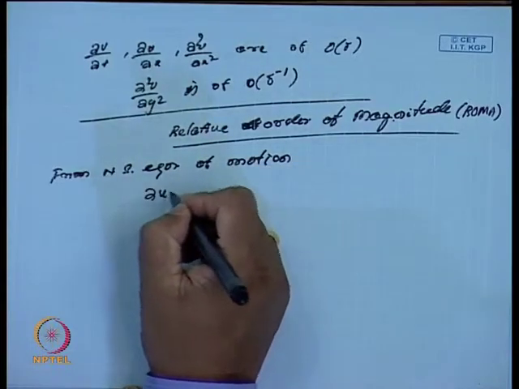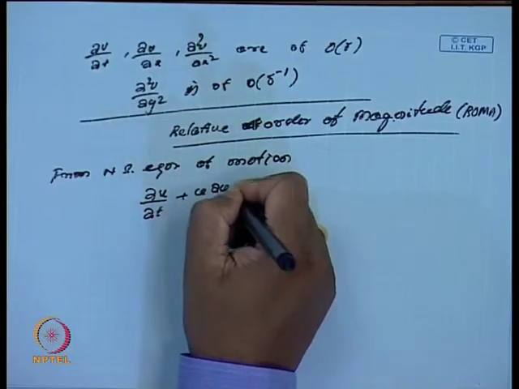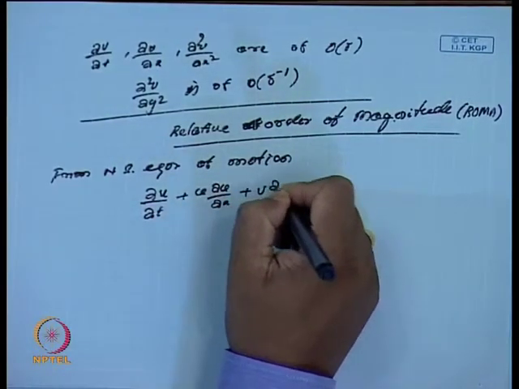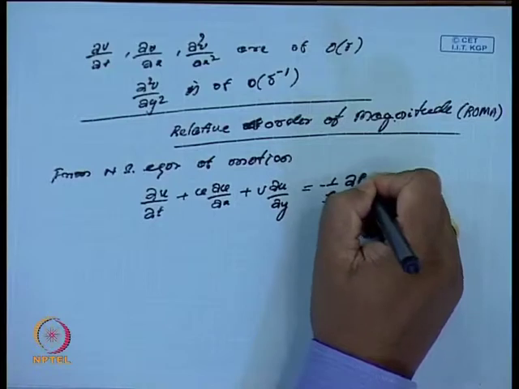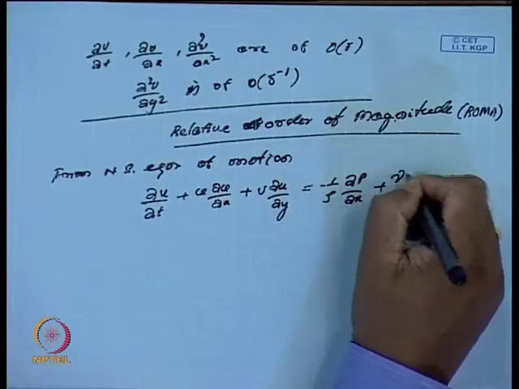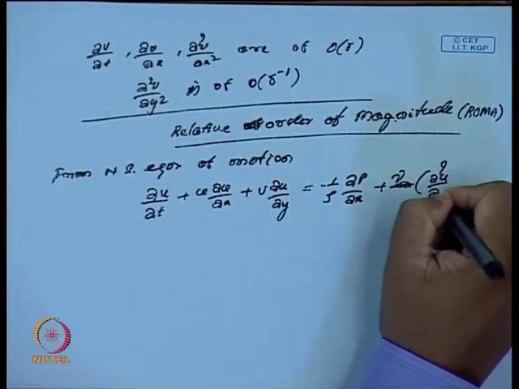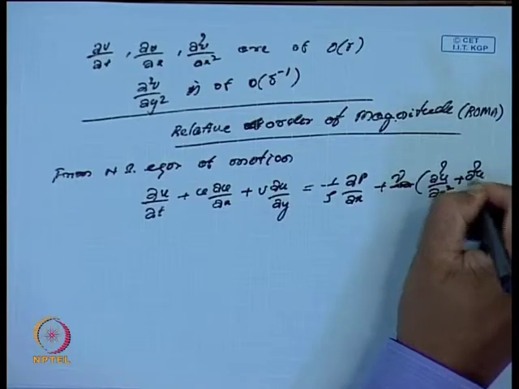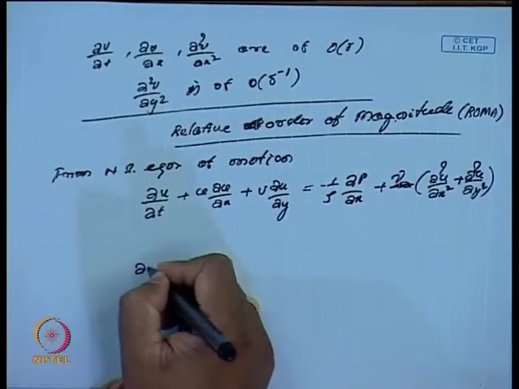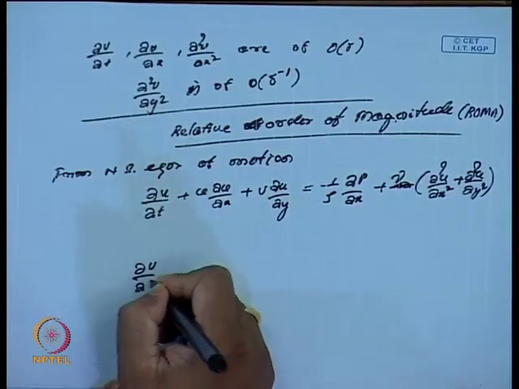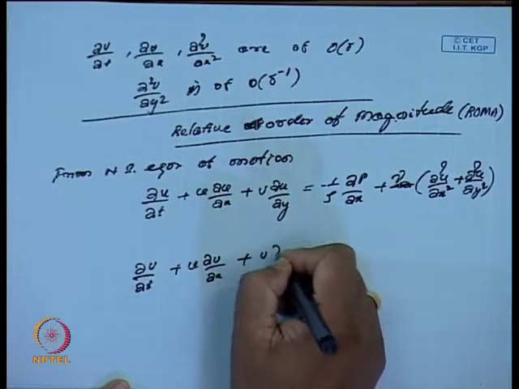you have del u by del t. I am just expanding the Navier-Stokes equation, plus u del u by del x plus v del u by del y. This is equal to minus 1 by rho del p by del x plus nu, del square u by del x square plus del square u by del y square. And again we have to look at del v by del t plus u del v by del x plus v del v by del y.